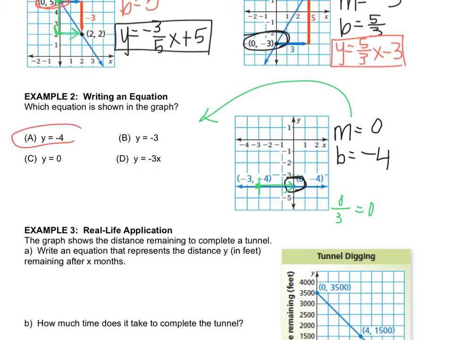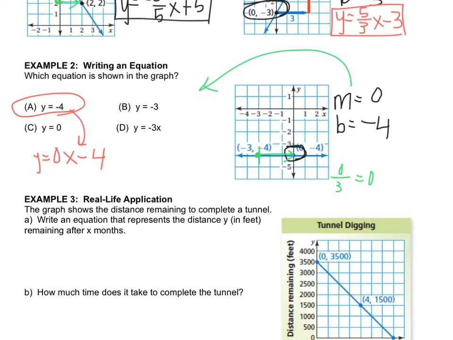Hopefully you picked choice A. If you were looking for y equals 0x minus 4, you were not wrong, but if there are 0 x's, then don't write any x's, because that's what 0 means. It means that there aren't any. So the equation doesn't show any x's because there are 0 x's.